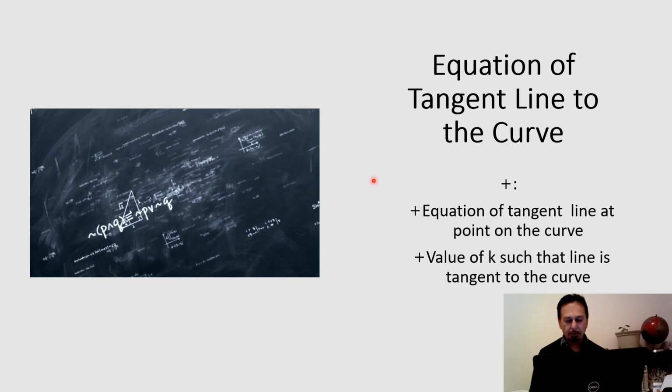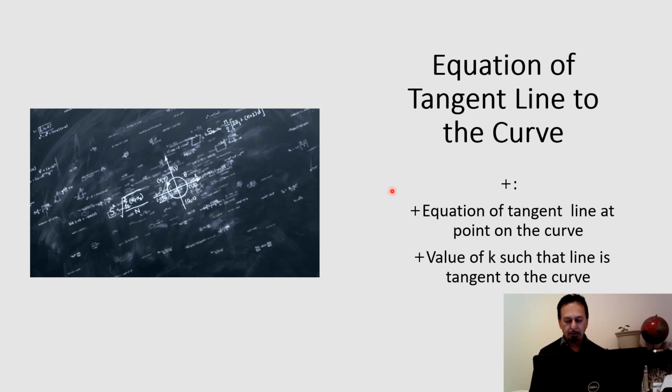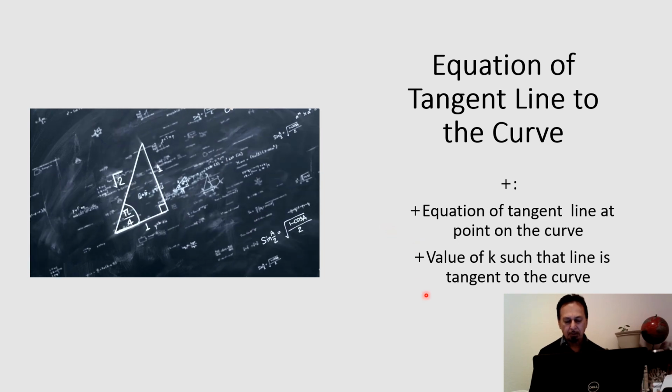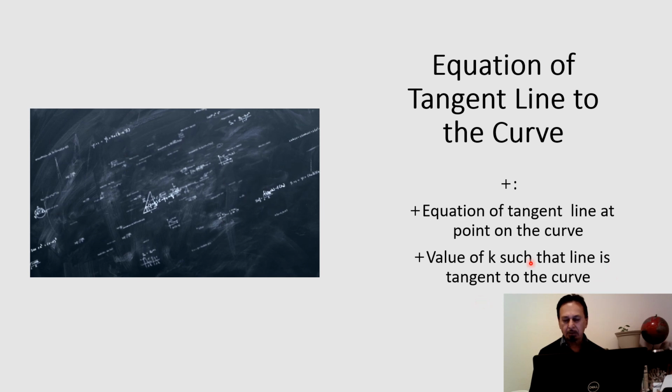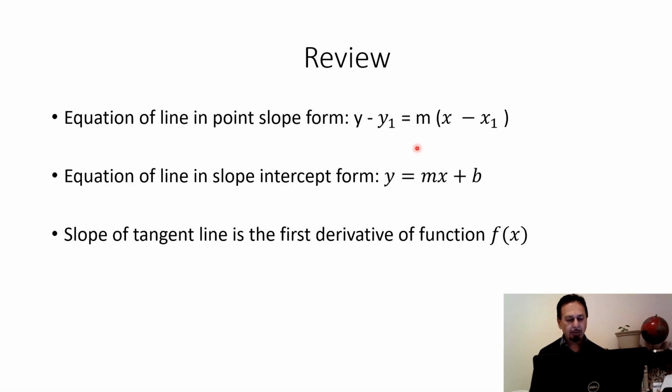This video is about finding the equation of a tangent line at a point on the curve and finding the value of k such that the line is tangent to the curve. Let's review. The equation of a line in point-slope form is y minus y1 equals m times x minus x1, and the equation of a line in slope-intercept form is y equals mx plus b. The slope of the tangent line is the first derivative of f of x.